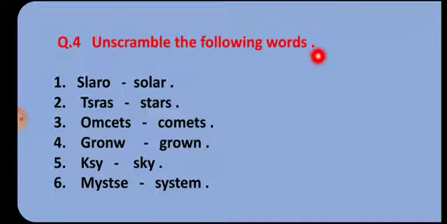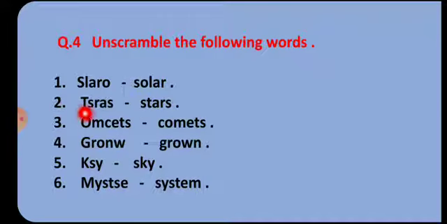Unscramble the following words. Unscramble means here the spellings are given in the jumbled form. You have to write the correct spelling. So now see the first spelling is S-L-A-R-O. So what is the correct word or the spelling that is correct? That is solar. S-O-L-A-R, solar.